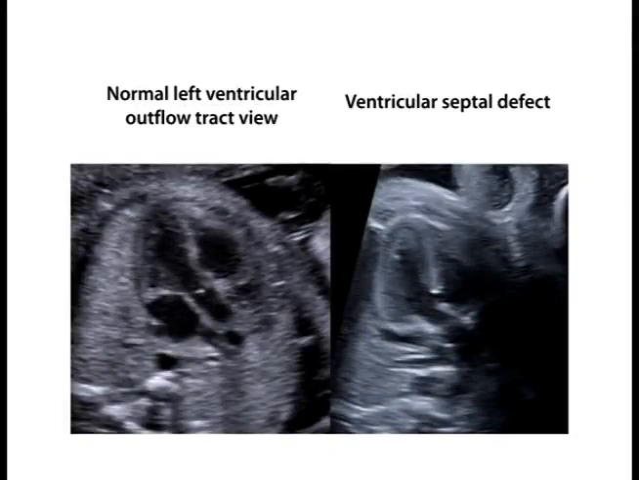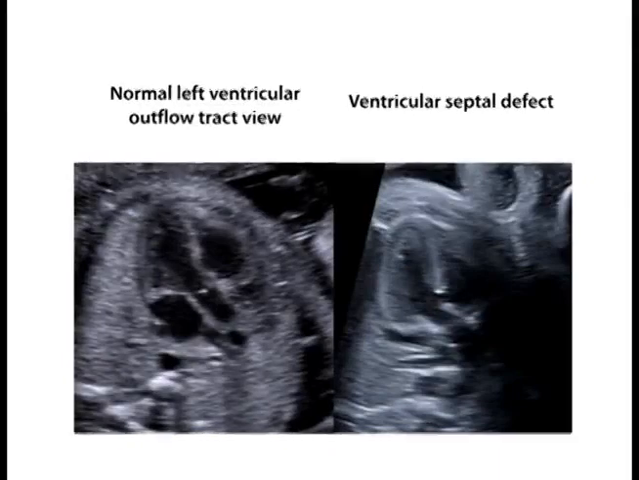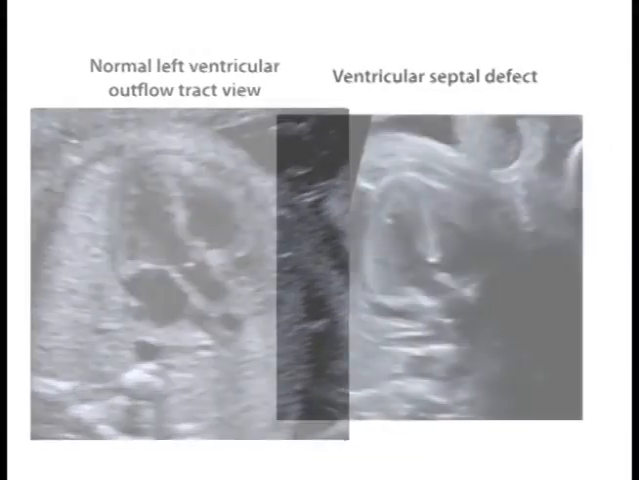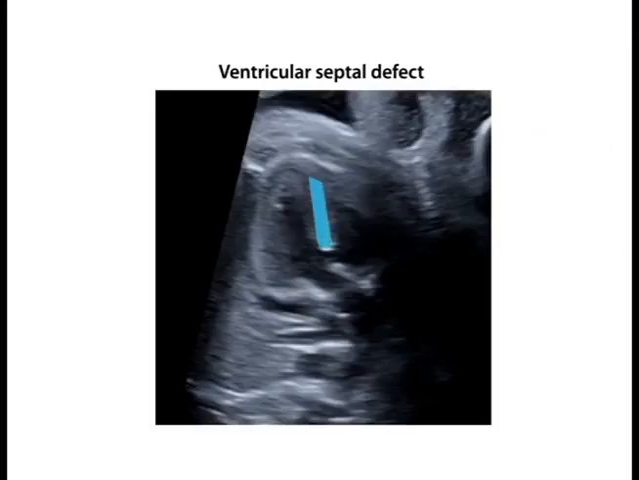Here are normal and abnormal examples. With a normal left ventricular outflow tract, the continuity of the interventricular septum and the aorta can be seen. With ventricular septal defect, this continuity is broken and a clear defect is identified.